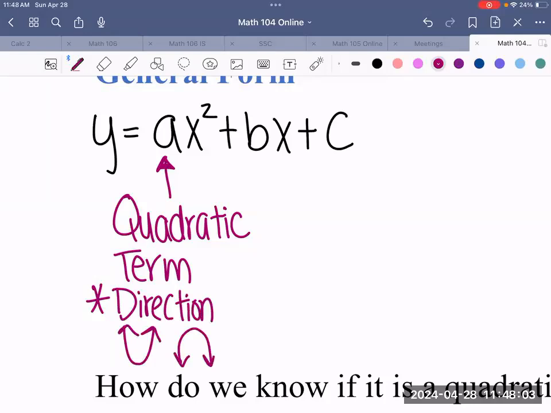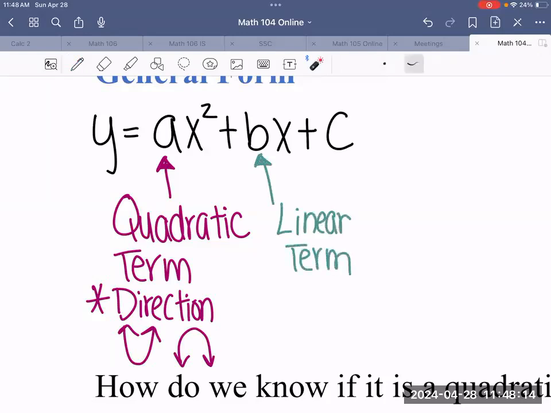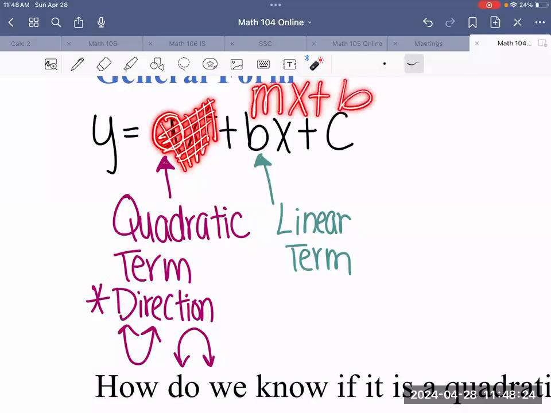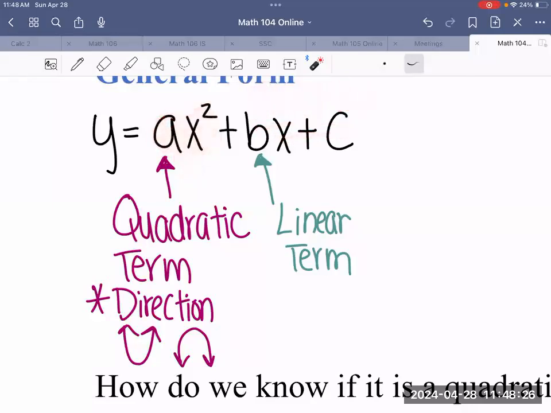Now, b is considered your linear term. It's called your linear term because if a is 0, then that zeroes out this term right here. So then you're in the form of bx plus c, also known as mx plus b. So that is why your linear term is in the middle. It does not provide us too much information right from the get-go.